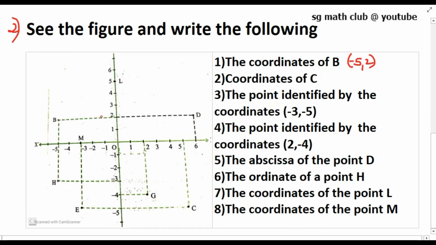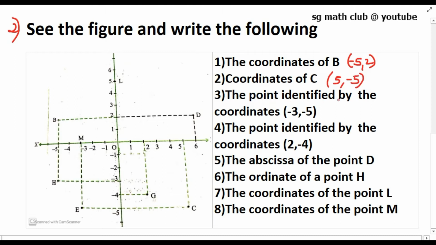In the same way, what is the coordinate of C? First find out the alphabet. This is B, this is D. Where is C? Here C is lying in the 4th quadrant. So what is the coordinate of C? I have to write the x coordinate first. So first bracket 5. Then your hand should move towards the y-axis. So it is -5.